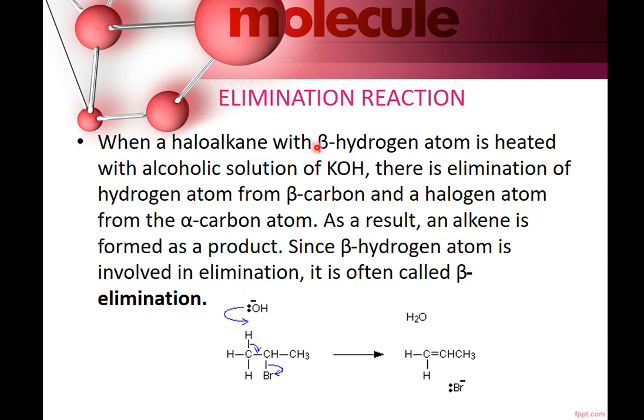So when a haloalkane with beta hydrogen atom is heated with alcoholic solution of KOH, there is elimination of hydrogen from beta carbon and halogen from alpha carbon. As a result, alkene is formed as a product. Now, because beta hydrogen is involved in elimination, this is often called beta elimination.